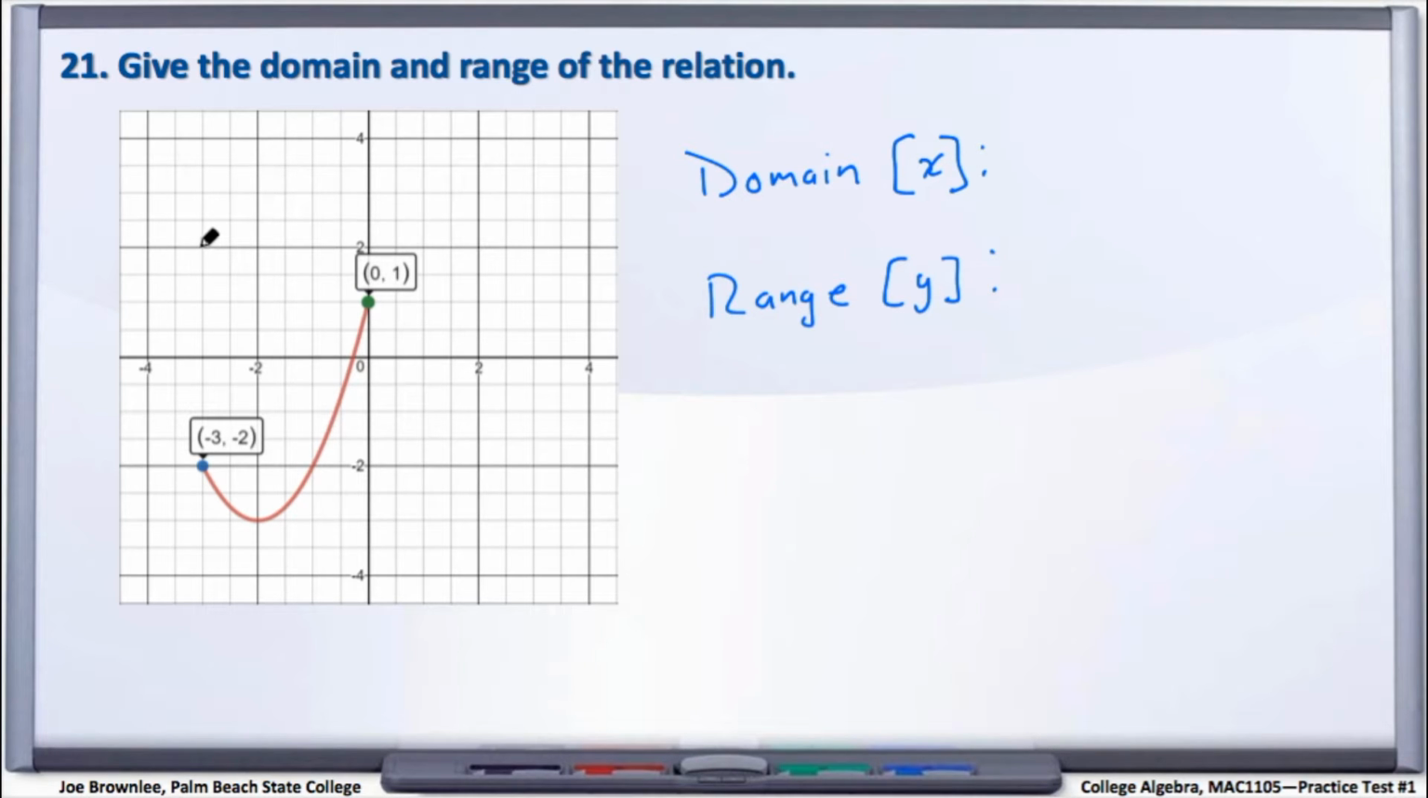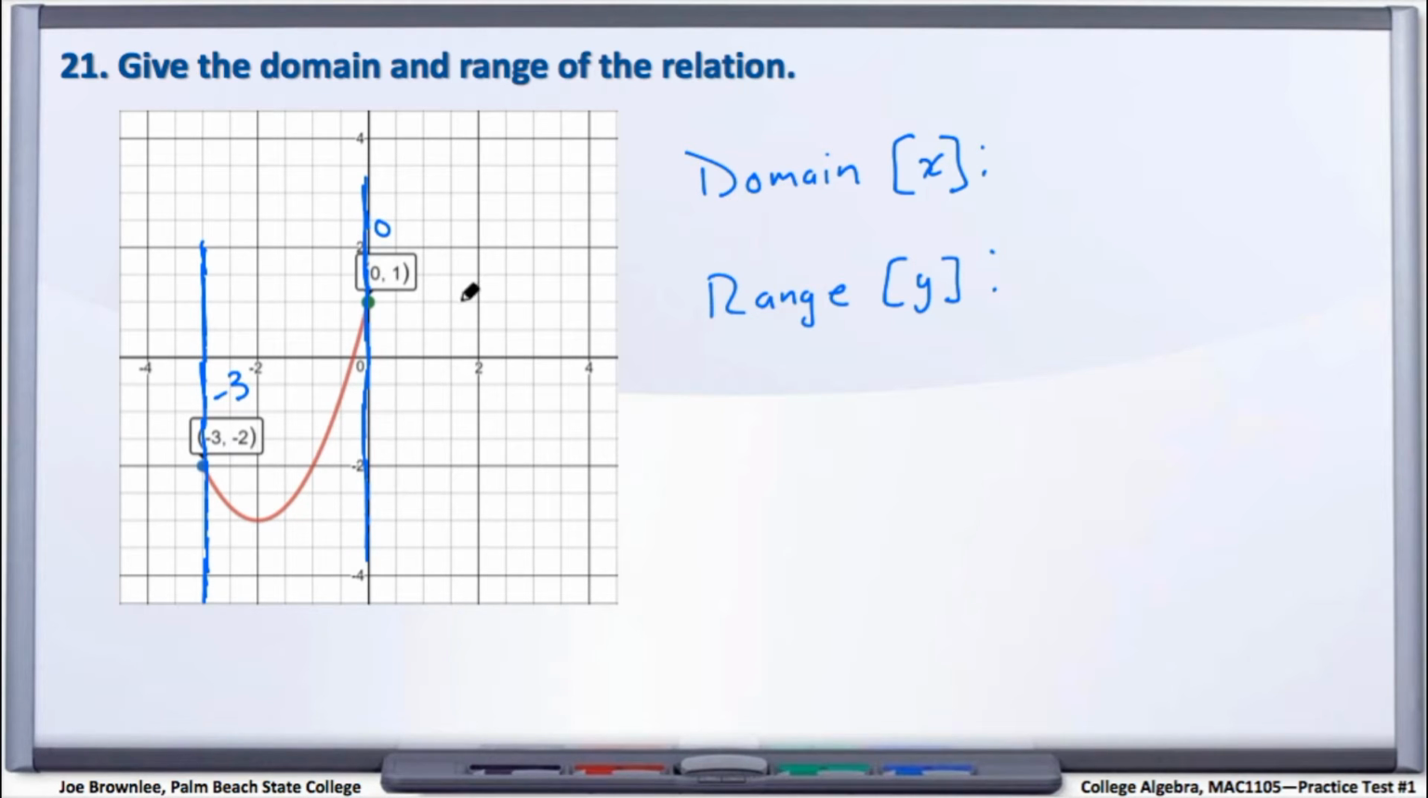has? Well, let's see. If we go ahead and draw a vertical line right through the smallest x value, we can clearly see that the smallest x value is -3, right? This point here, (-3, -2). And the largest x value that this relation will ever have is right here, right? Again, if we draw a vertical line, we can see that it's 0. And so this relation, its domain is from -3, the smallest value, and the largest value is 0.